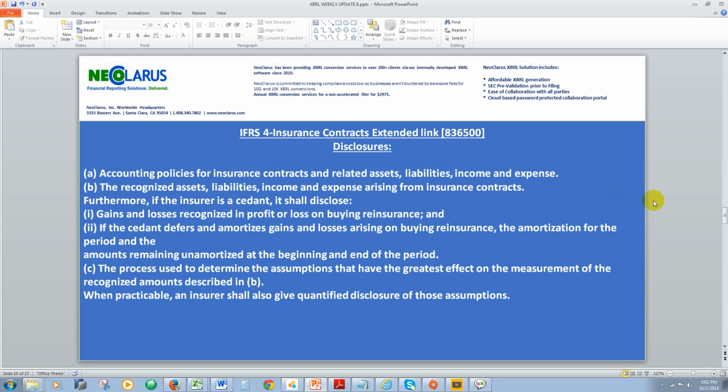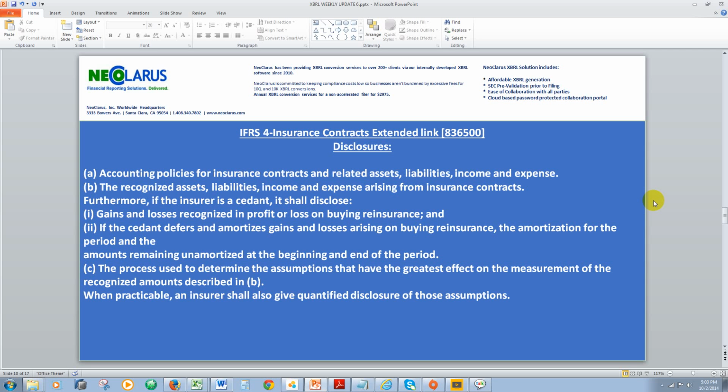And these are some of the important disclosures with regard to IFRS 4 insurance contracts: accounting policies for insurance contracts and related assets, liabilities, income and expense; the recognized assets, liabilities, income and expense arising from insurance contracts. If the insurer is a cedent, it shall disclose gains and losses recognized in profit or loss on buying reinsurance. And if the cedent defers and amortizes gains and losses arising on buying reinsurance, the amortization for the period and the amounts remaining unamortized at the beginning and end of the period; the process used to determine the assumptions that have the greatest effect on the measurement of the recognized amounts described in B, which talks about the recognized assets, liabilities, income and expense arising from insurance contracts.